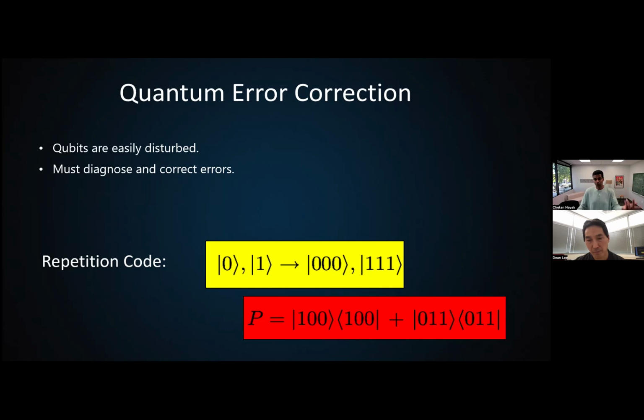Because if you find an error, you just flip that first qubit. Again, without measuring what that qubit is. So without measuring what the information is. So there are ways of correcting errors in which a bit flips.